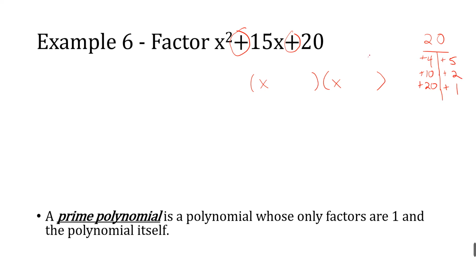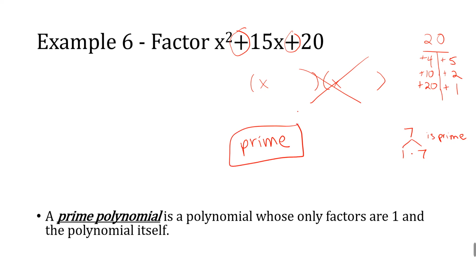So actually, we cannot factor this polynomial. This is a prime polynomial. Just like we have prime numbers, like the number 7 is prime, it can only be written as a product of 1 and itself. We can have prime polynomials, meaning we cannot factor them. So the answer is prime, and that's what we want to write in the box. A prime polynomial is a polynomial whose only factors are 1 and the polynomial itself.